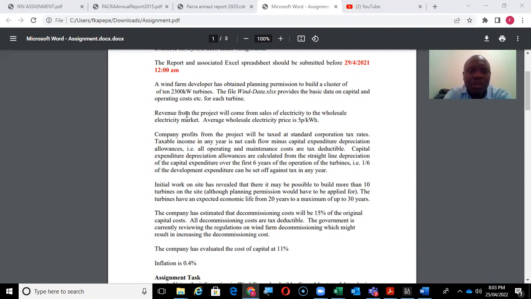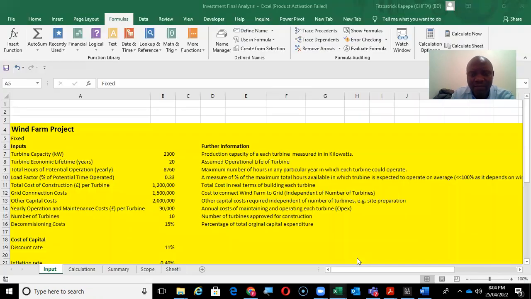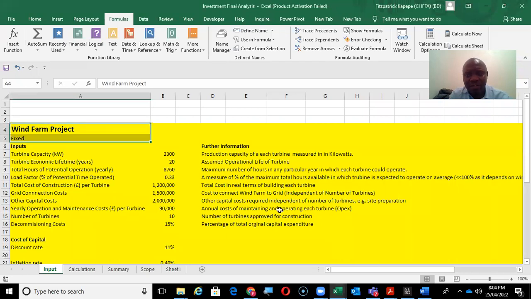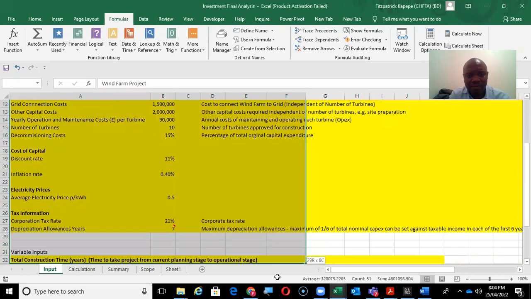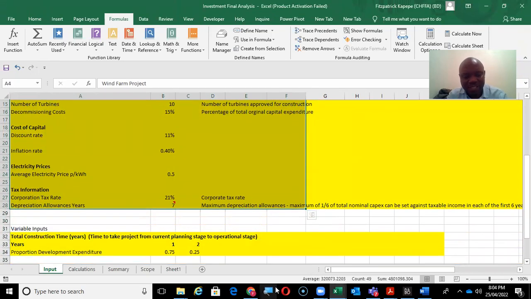A wind farm developer has obtained planning permission to build a cluster of 10 2.3 megawatt turbines. The Firewind data provides the basic data on capital and operating costs for each turbine, which I assume is this. Is this what you got? Yes. Okay, I'm following it slowly.